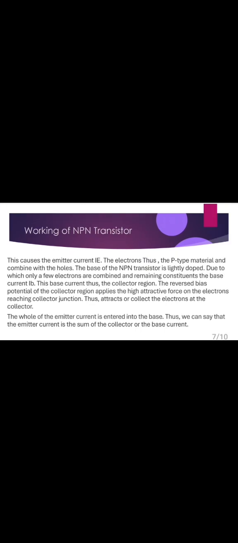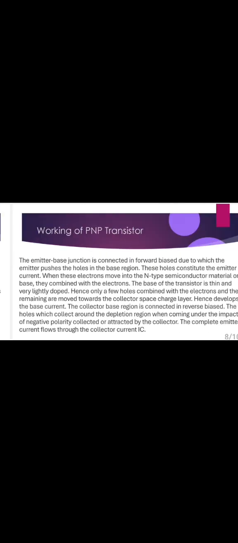The remaining large number of electrons cross the base region and move through the collector to the positive terminal of the external DC source, that is VCC. This forms the collector current IC. This is the working of NPN.